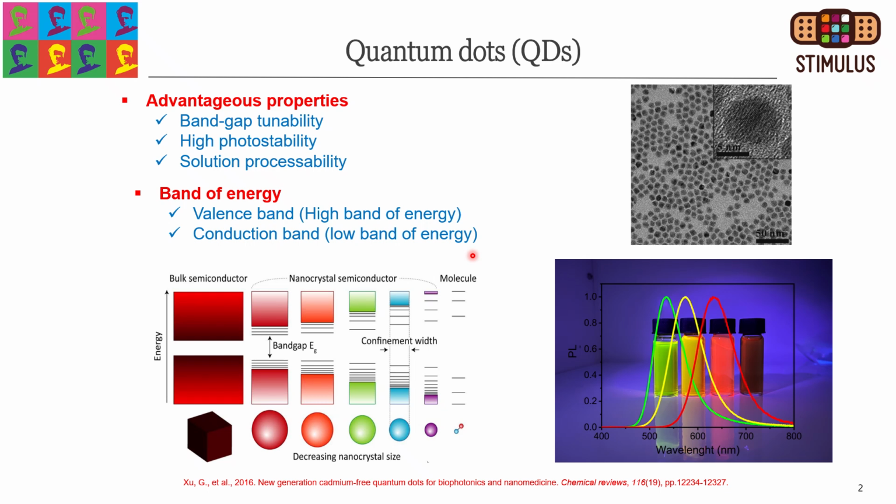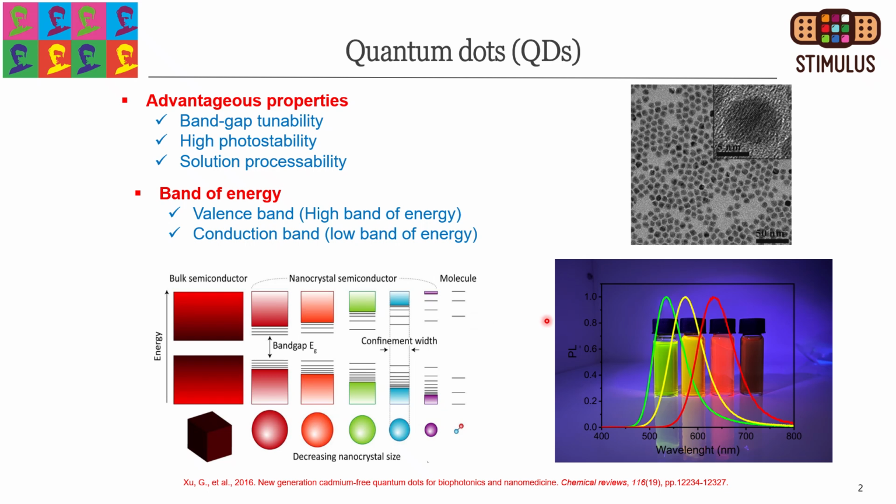Now, what is the quantum confinement effect? Suppose we have a bulk semiconductor. In a bulk semiconductor, we have a continuous energy level, and if we decrease the size of this bulk semiconductor to the molecular level, we can see here that the continuous energy level becomes discrete. And due to these discrete energy levels, we can easily tune the size of the quantum dot.